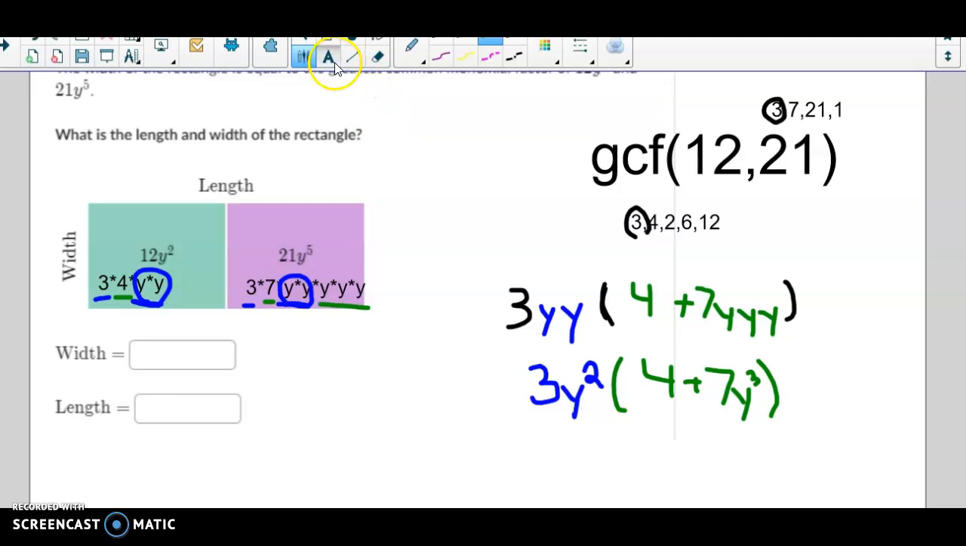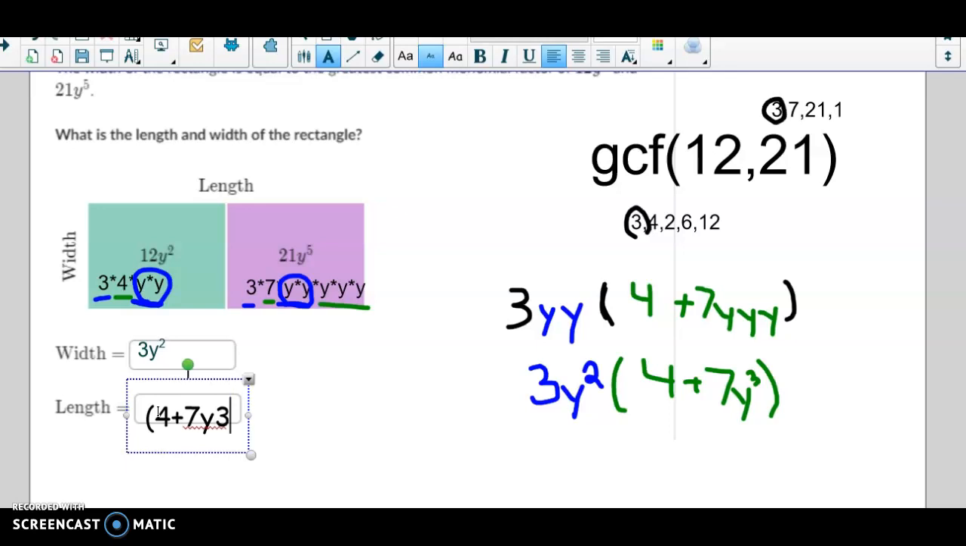So to answer this, we would be typing in 3y squared, and that would be our width, because it says the length and the width is the greatest common monomial. And then this right here would be 4 plus 7y to the 3rd. Make sure that 3 is up in the exponent, or else they're going to say it's wrong, and you don't want that.